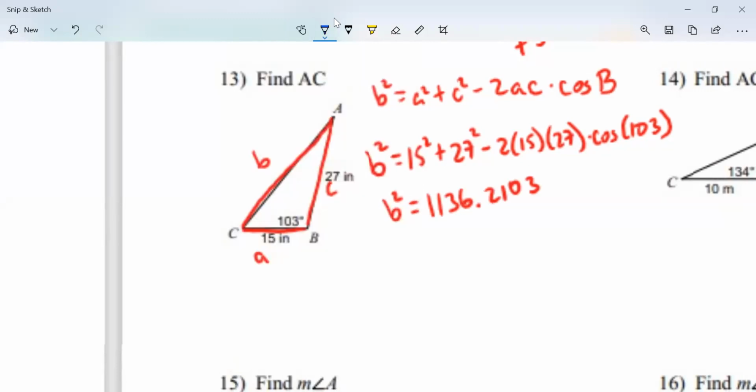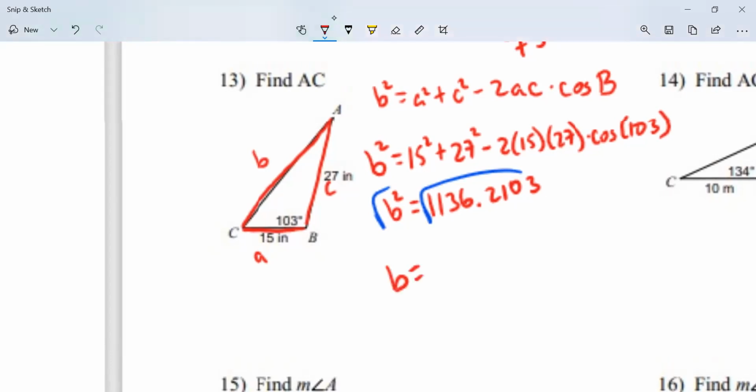Remember I said addition and subtraction undo each other, multiplication and division undo each other. So the way we undo an exponent is with a radical. In this case it's b squared, so I'm going to do the square root. That gives me b, which is what I'm solving for. Then I have to do the square root of this number.